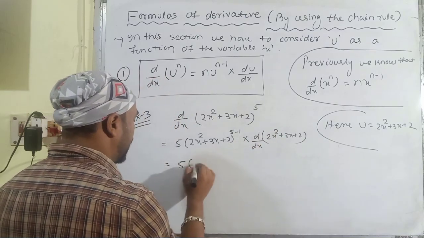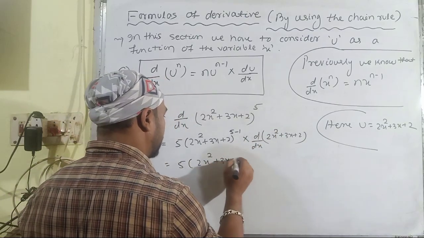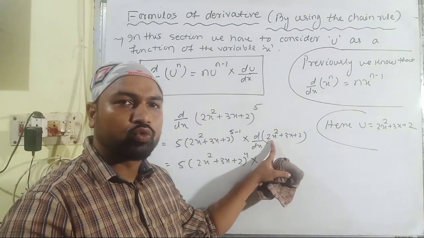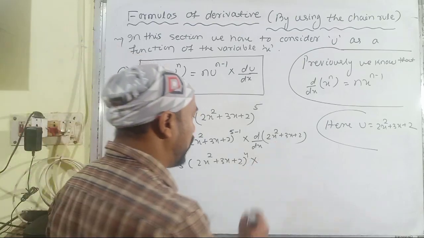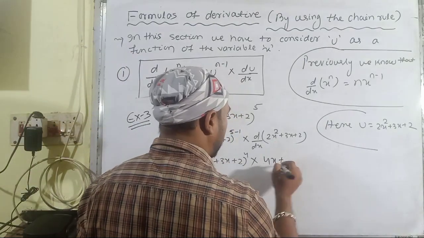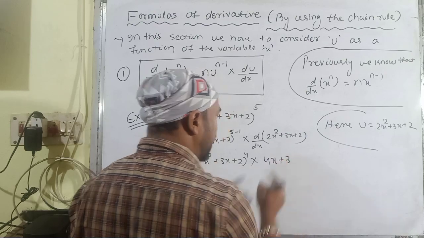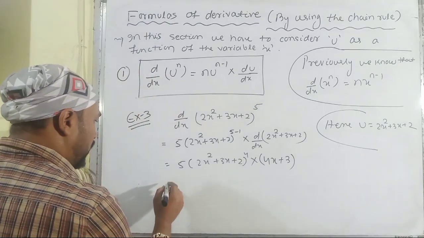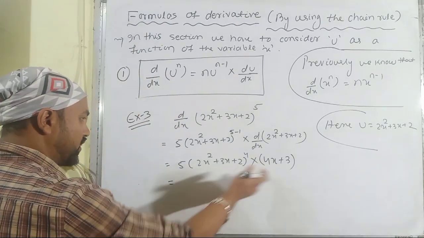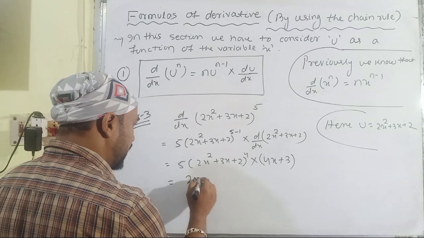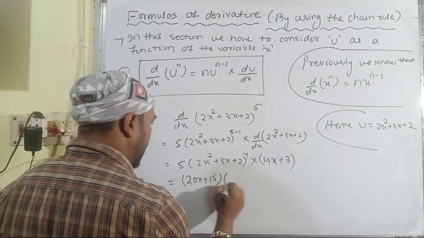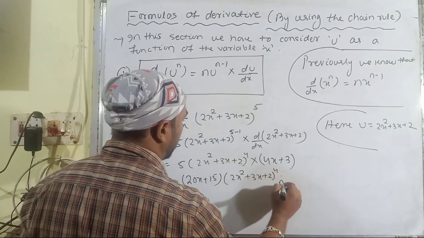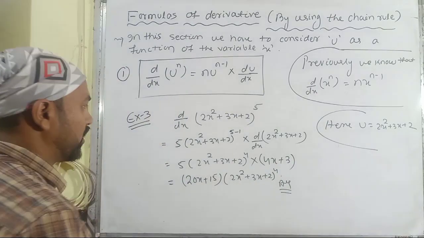Then it will be 5 multiplied with (2x square plus 3x plus 2) whole to the power 4 multiplied with the differentiation of 2x square, which is 4x, plus differentiation of 3x, which is 3. Differentiation of 2 is 0. Okay, now we can multiply these terms here. It will be (20x plus 15) multiplied with (2x square plus 3x plus 2) whole to the power 4, which is the answer for the given problem.